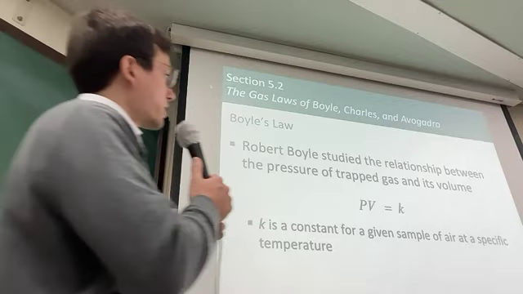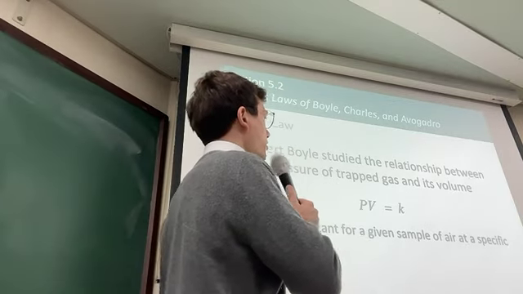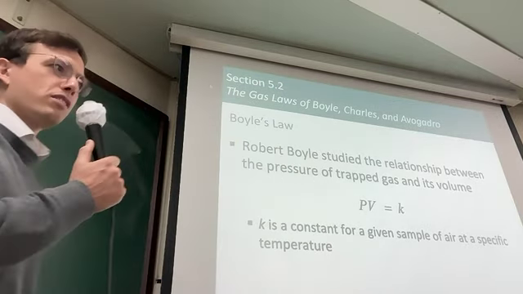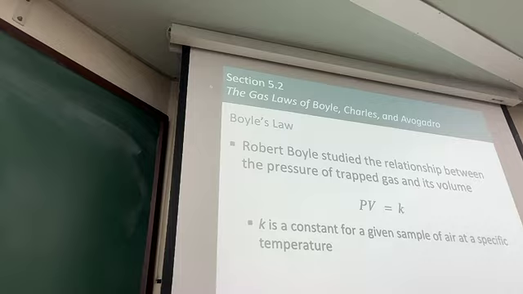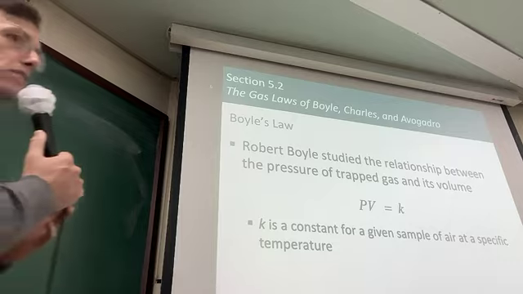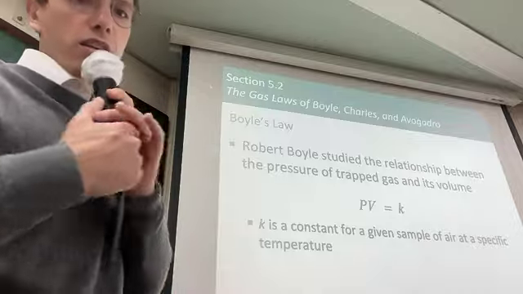And what he found is that multiplying the pressure and the volume, you always get a constant. So let's say you double the pressure, then the volume will always be half of what it was before. Yeah, and K seems to be a constant, which for a given sample of air only depends on the temperature. Yeah, apparently.